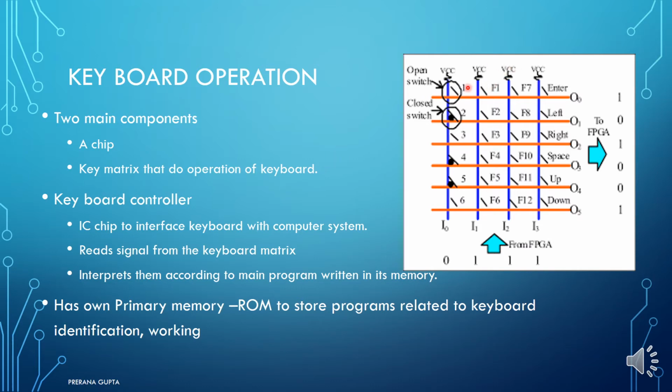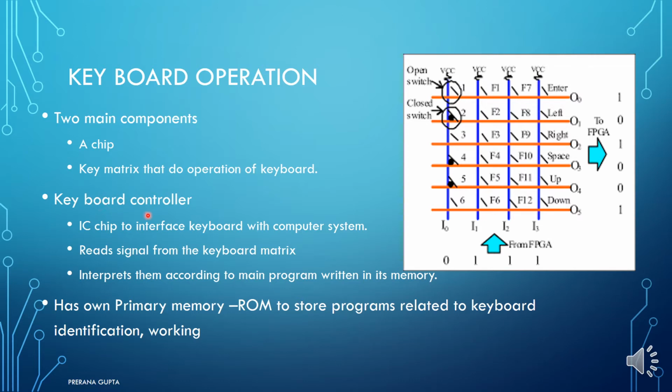The key matrix is nothing but this. It consists of rows and columns. You can see this is the row and these are the columns. Space between two blue lines is a column, while space between two orange lines is known as a row. Vertically is column and horizontally is row.